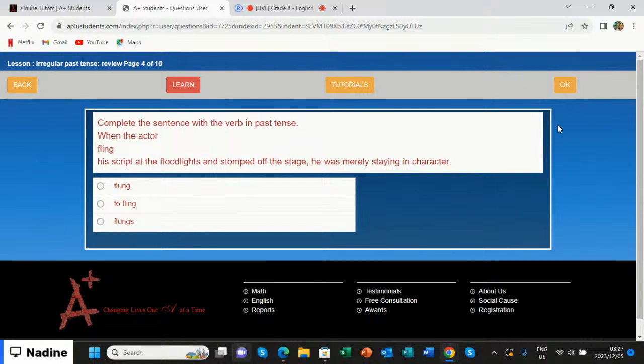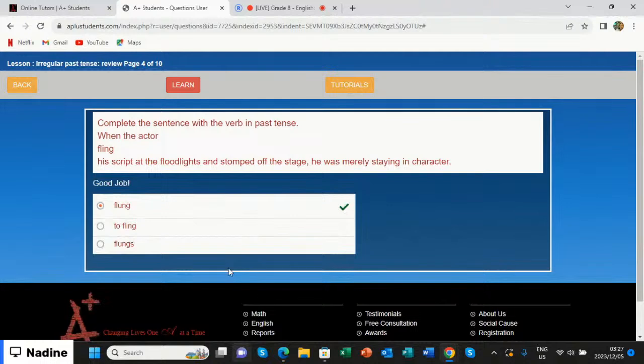And if we look at the verb in the past tense, then we will say flung, because the past tense of the word fling is flung. So well done. Flung is correct.